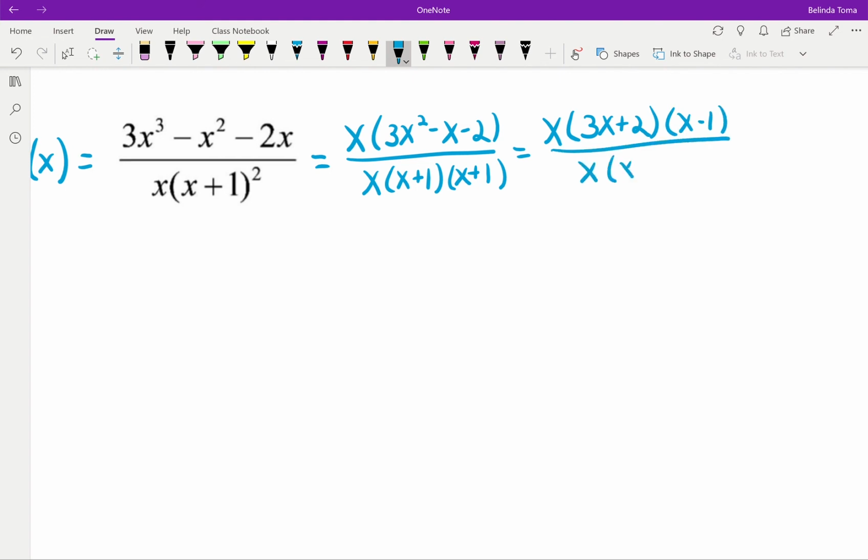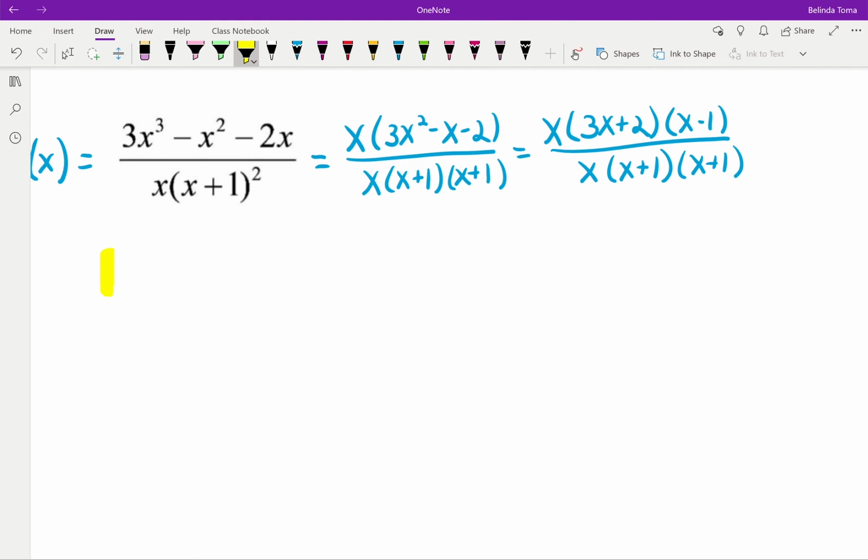And let me make sure I did this right. Yeah. So I only have one term to cancel. I apologize, we're not simplifying these, we're just doing the domain and the zeros.